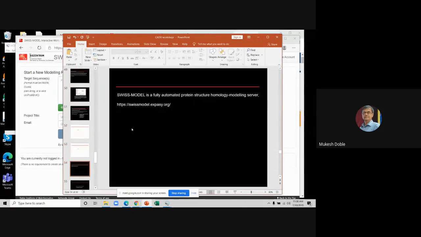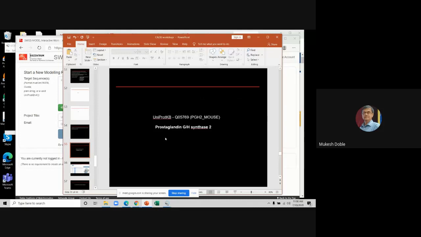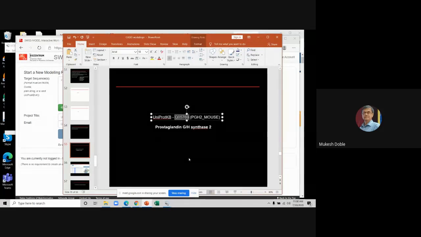So SysProt does that. Sys model. So let's look at this particular thing: prostaglandin synthase 2. This is an enzyme in the prostaglandin pathway for inflammation. So we are looking at this particular protein sequence. This is from mouse.